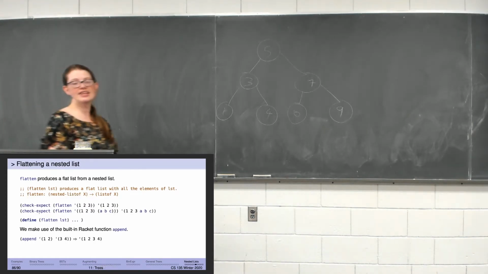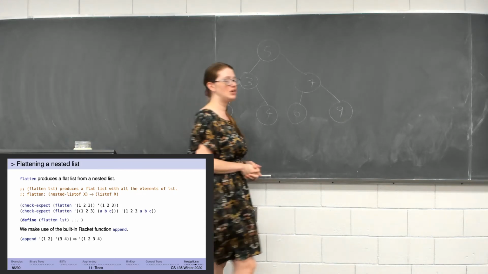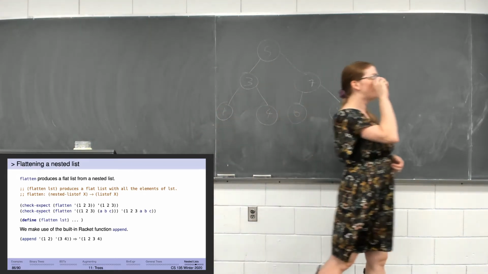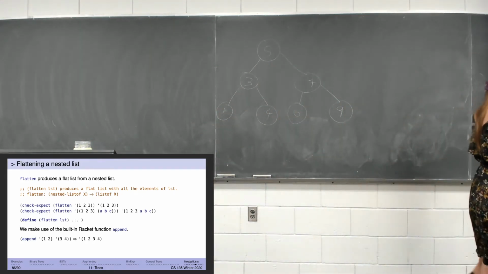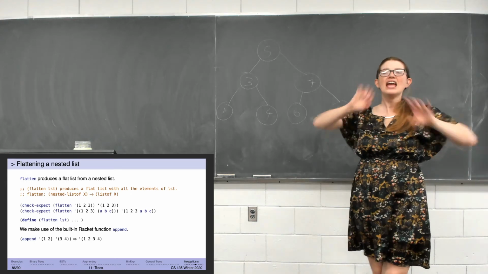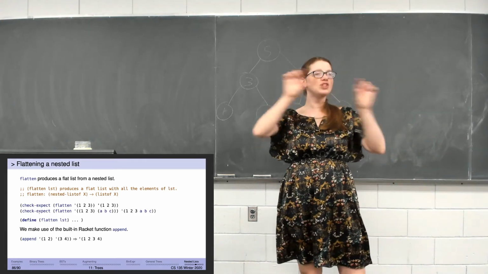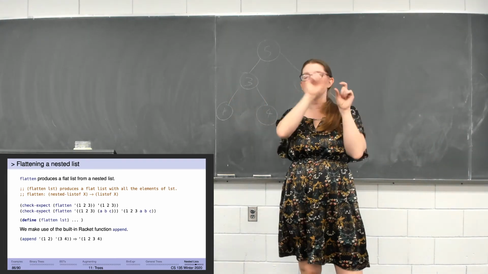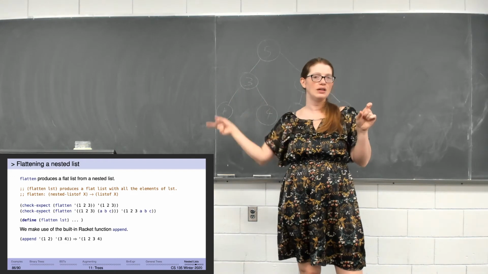The next thing we did was flattening a list. And again, we covered this very briefly last class. Flattening a list is, we want to take it from this nested thing into something where all of the items are actually at the top level. That is, it's just a list 1, 2, 3, 4, 5, 6, 7.